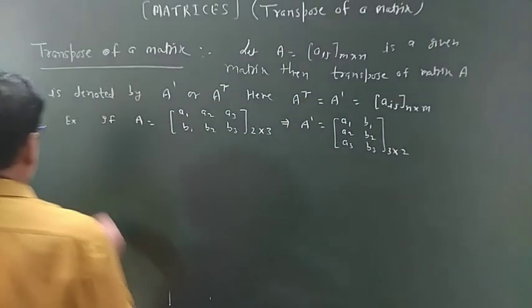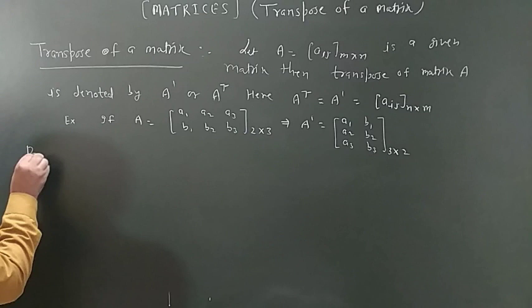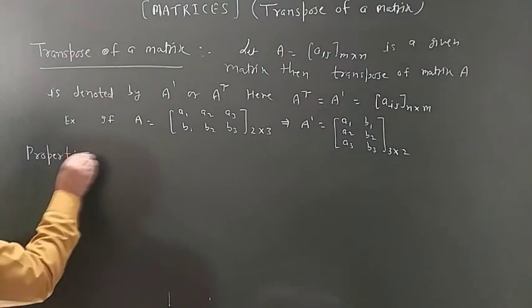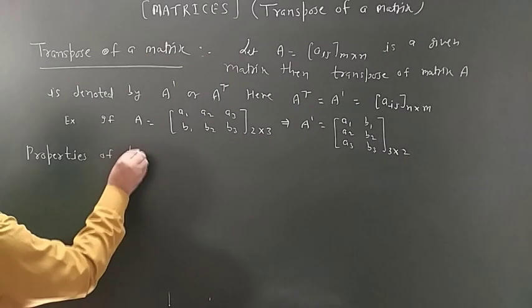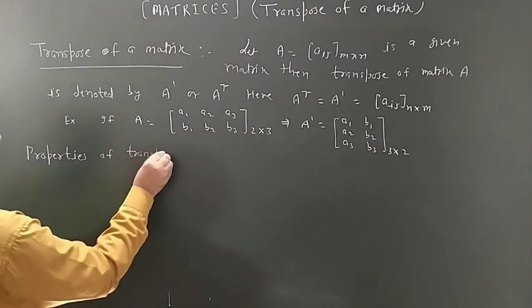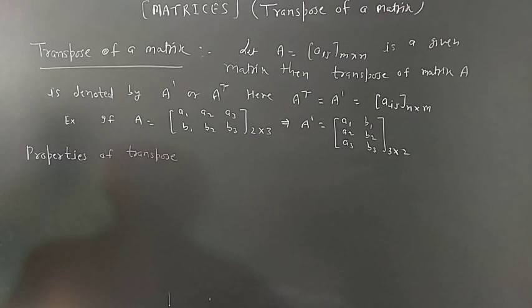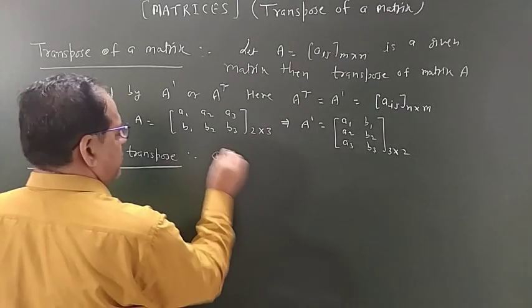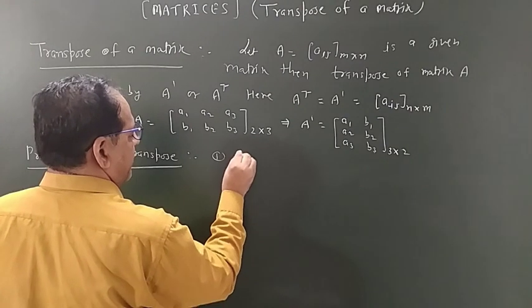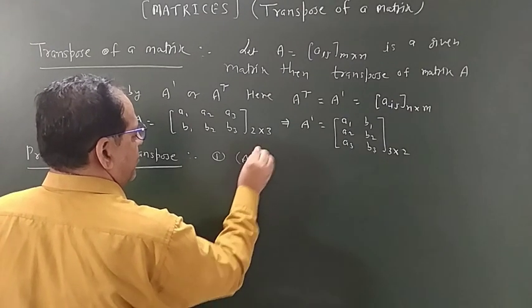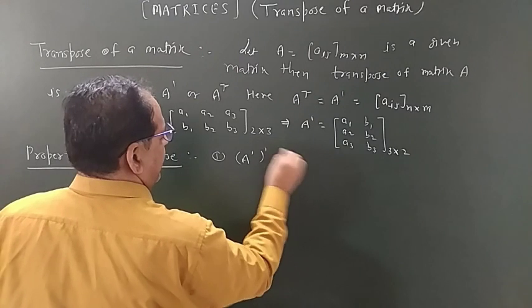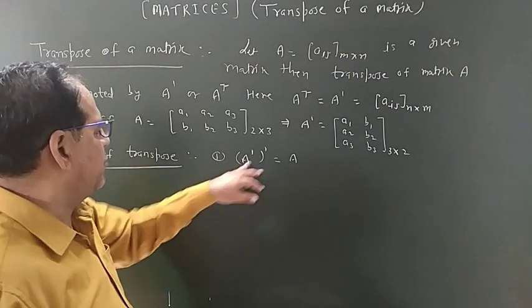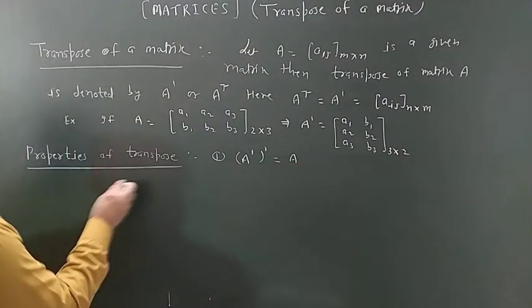Now properties of transpose. First, A transpose transpose equal to A. Transpose of a transpose of A is equal to A.